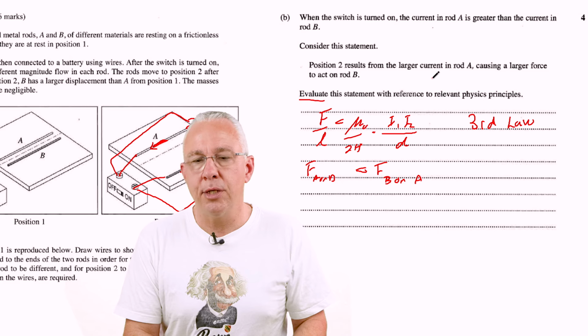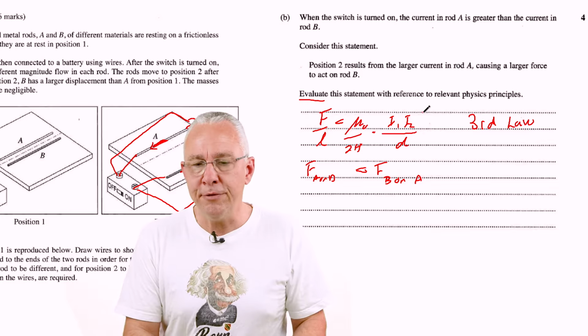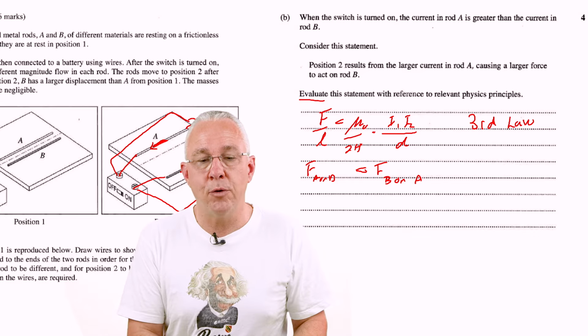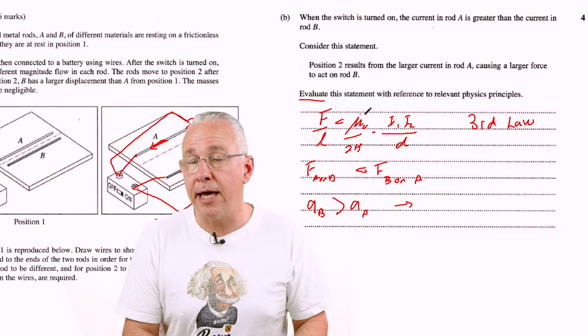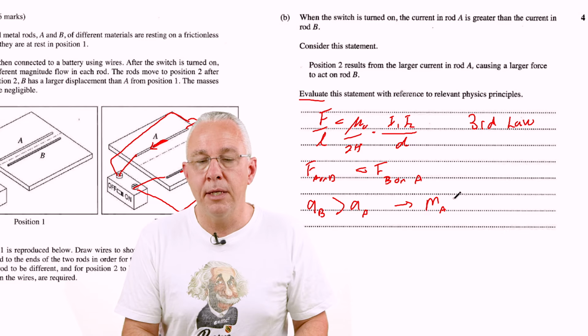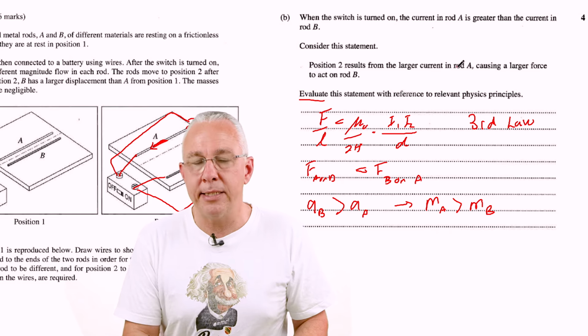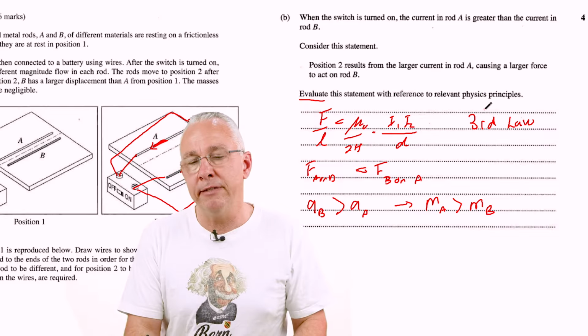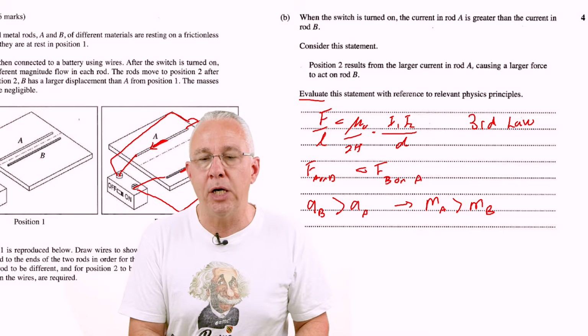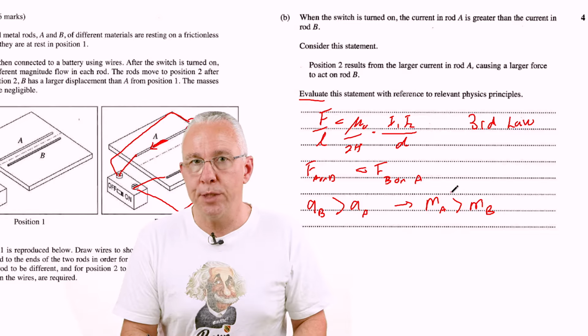It's not a larger force acting on B simply because of the currents, because Newton's third law says it's the same. What is different, however, if, for example, one moves further away, so B clearly has moved further away, it means that B's acceleration is greater than the acceleration on A. And the only solution, therefore, if they have exactly the same force, is that the mass of A is greater than the mass of B. That resolves that particular problem. So we've evaluated the statement to say it's wrong, and using relevant physics we can actually explain what's going on here in terms of Newton's laws of motion.